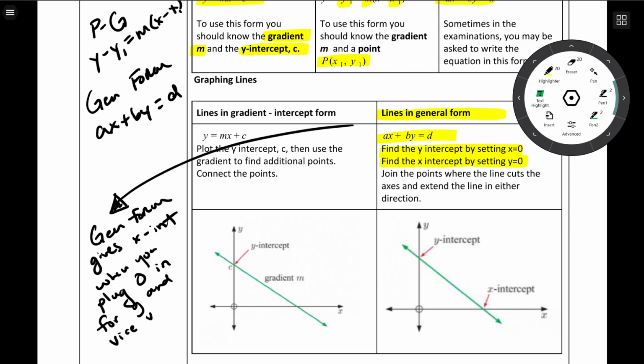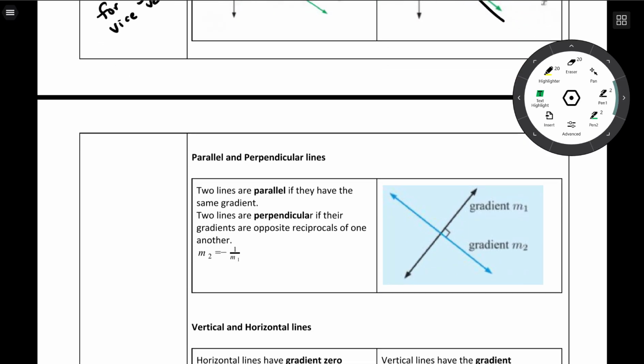And I know that if I have the x-intercept and the y-intercept, that gives me 2 points on a graph, and I can then connect those 2 points and make myself a line. So there, okay, general form isn't so bad. That seems to kind of make sense. All right, let's move on to the next page.